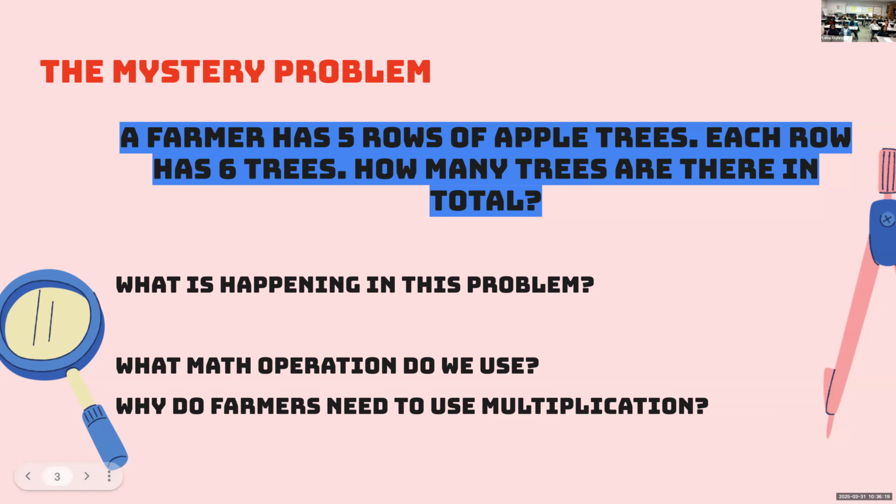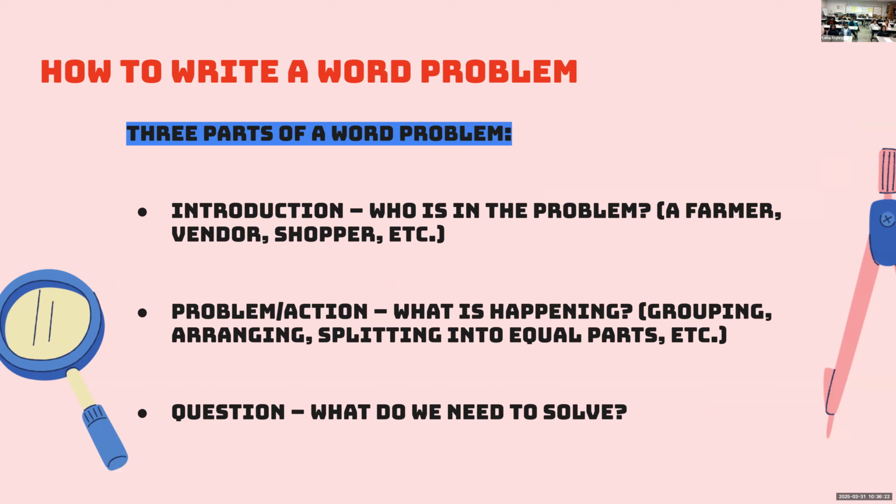All right, so let's talk about writing word problems, what we're going to be doing today. There's 3 parts to writing your word problem. You have your introduction, which tells you who the problem is about and that's it. In our last problem, it was about a farmer, right? That's your first part. The second part is the actual problem or the action. Ask yourself what is happening. You're gonna have some grouping, rows of something. Are you splitting something into equal parts? And the last part is you have to add in your question. What are you solving for?